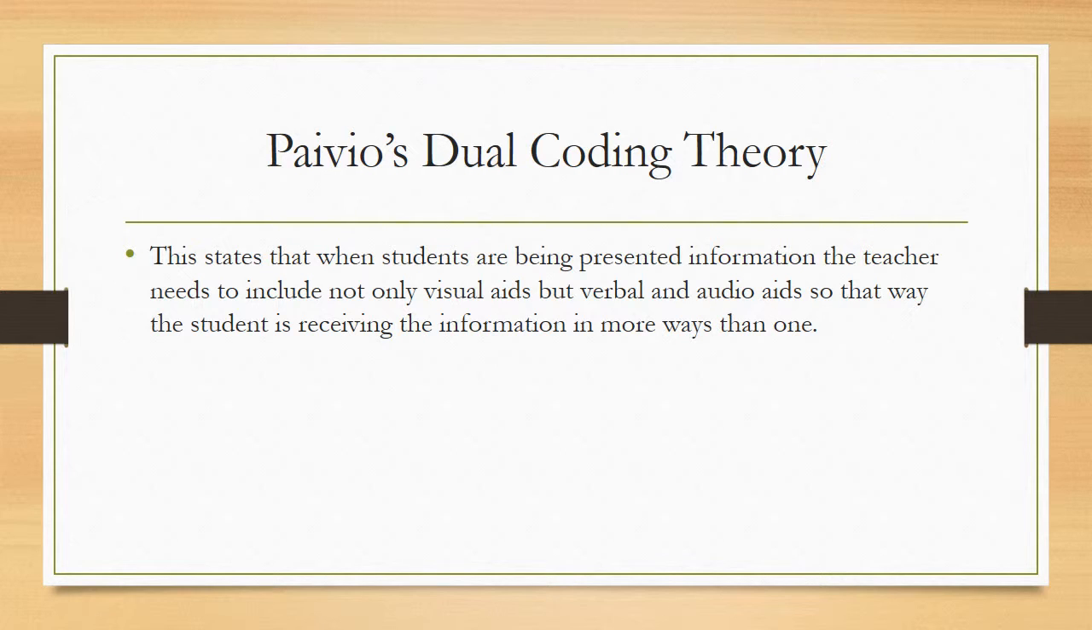Pavio's dual coding theory states that when students are being presented information, the teacher needs to include not only visual aids, but verbal and audio aids, so that the student is receiving the information in more ways than one. This can include videos and pictures, while they're speaking, to show examples of what they're talking about.